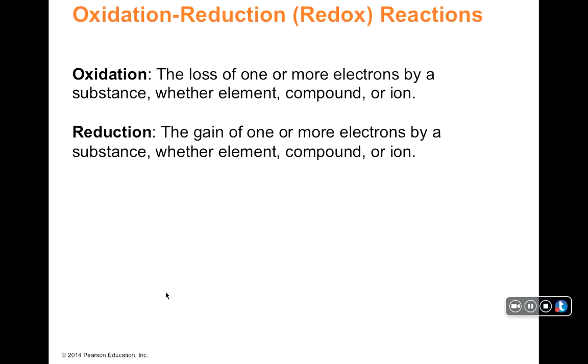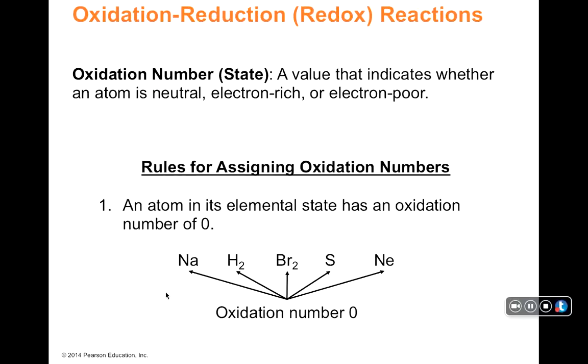This is a common misconception for students, that reduction is the gain of electrons. It comes from the fact that you're actually reducing by adding those electrons. You're essentially adding negative charge, so you're reducing the charge. That's where the name comes from. Anyway, definitely memorize these. Oxidation is loss of electrons. Reduction is gain of electrons.